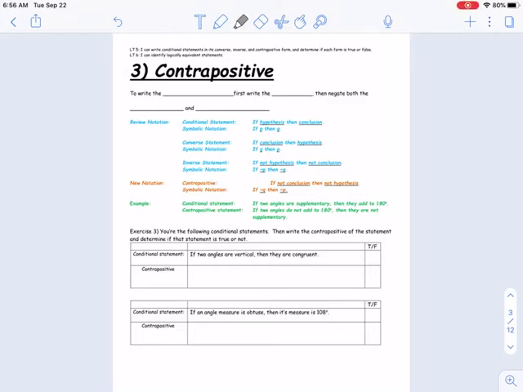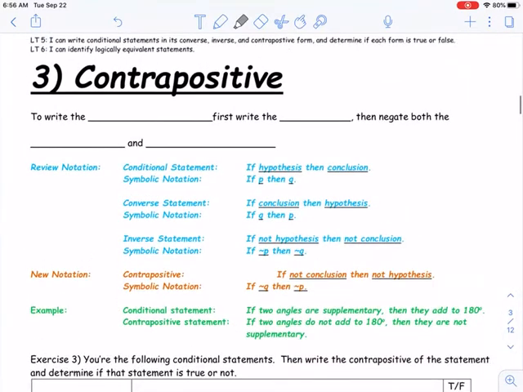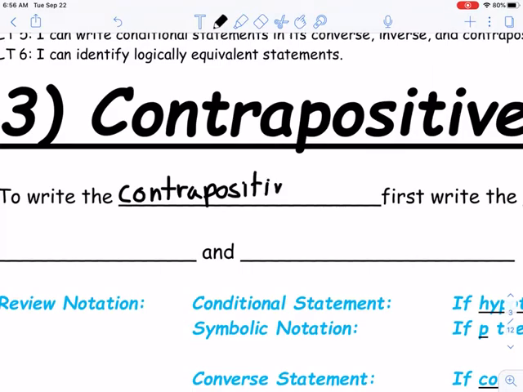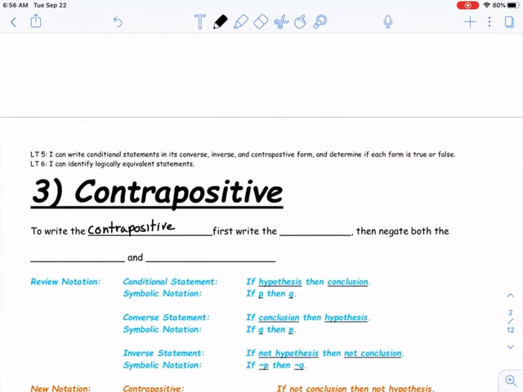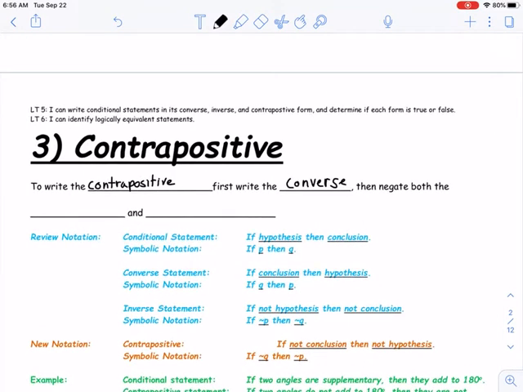Alright students, the next form we have is the contrapositive. This is kind of a weird word. I never heard this word before. But to write the contrapositive, first write the converse. So you're going to first swap the order, then you're going to negate both the conclusion and hypothesis. Hypothesis is spelled like hypothesis.